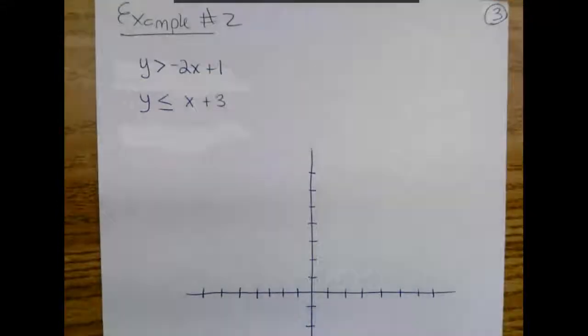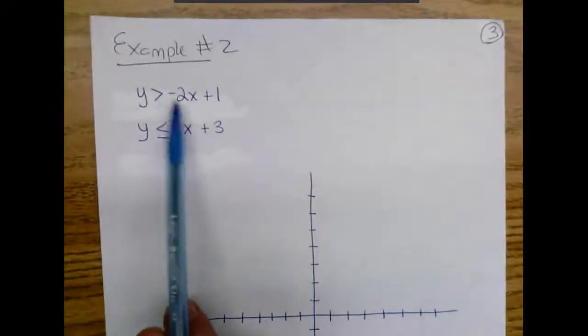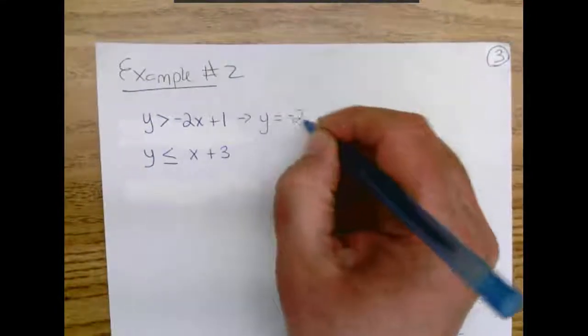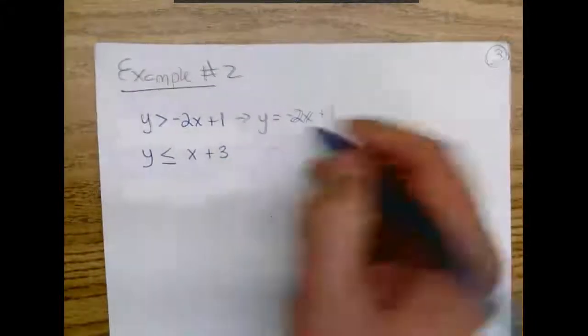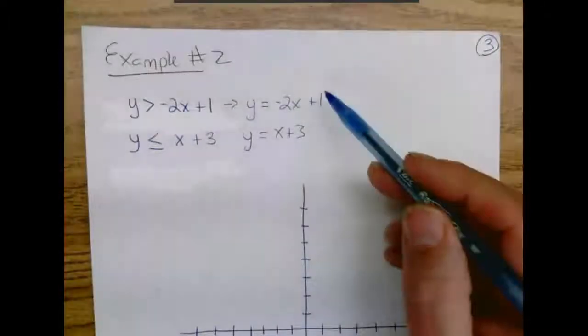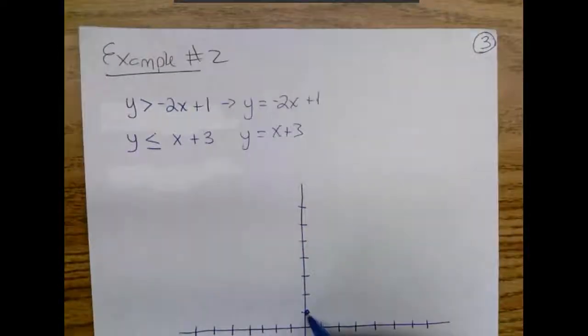Okay, so we have this one right here. These are already set up, so we don't have to worry about them. y is greater than negative 2x plus 1. So this then becomes y equals negative 2x plus 1. And this one becomes y equals x plus 3. Okay, we look at the y-intercept, plus 1. The slope is negative 2, down 2 over 1.